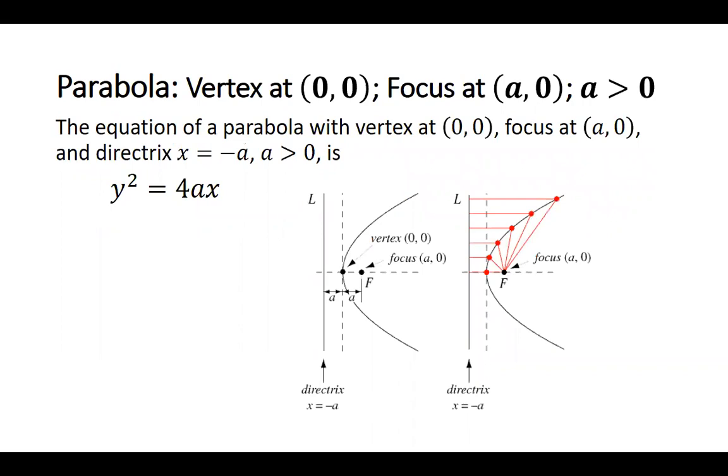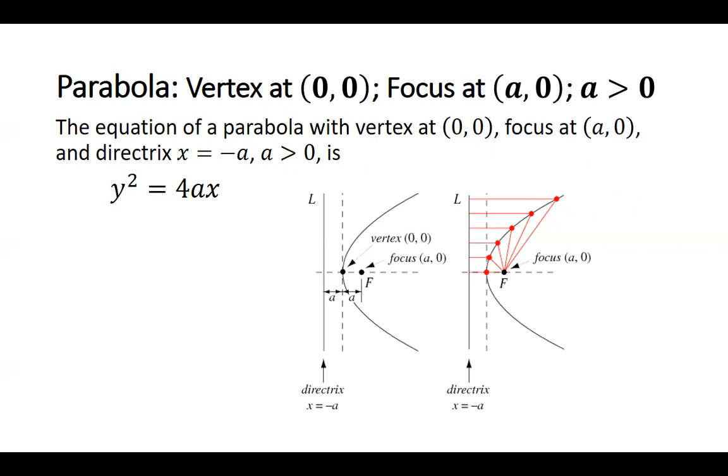So if we have a parabola where the vertex is at 0, 0. So this is really the simplest type of parabola you can have, where the vertex is located at the origin. The focus is at the point (a, 0). So a is the distance between the vertex and the focus. And a, of course, being greater than 0 because a distance can't be negative.